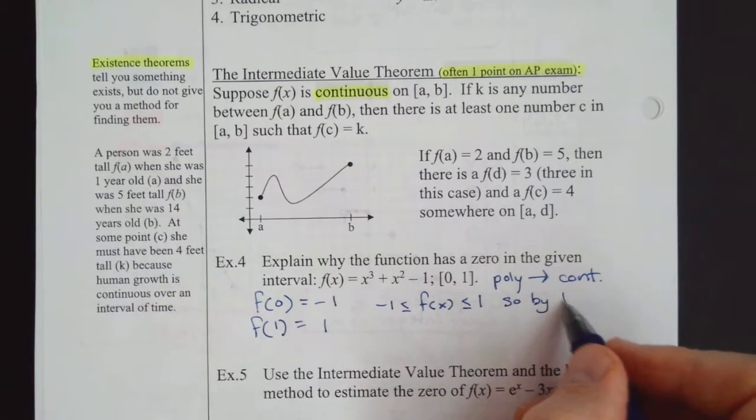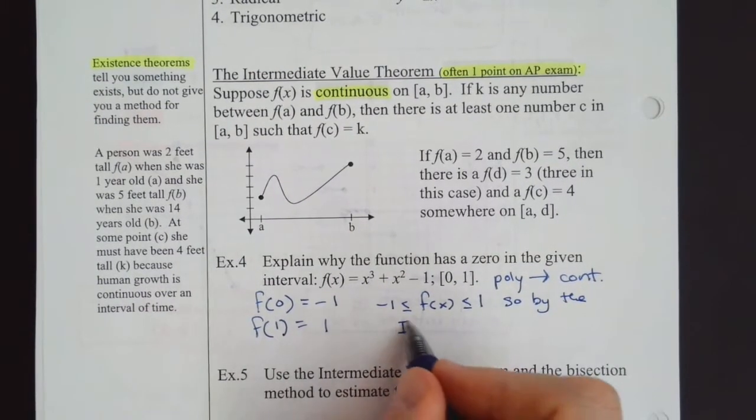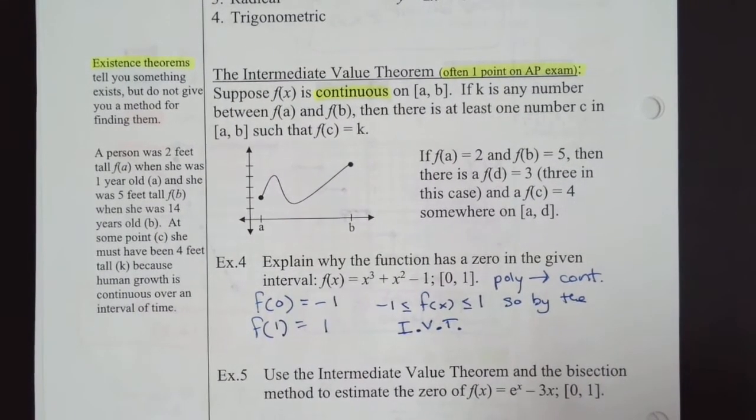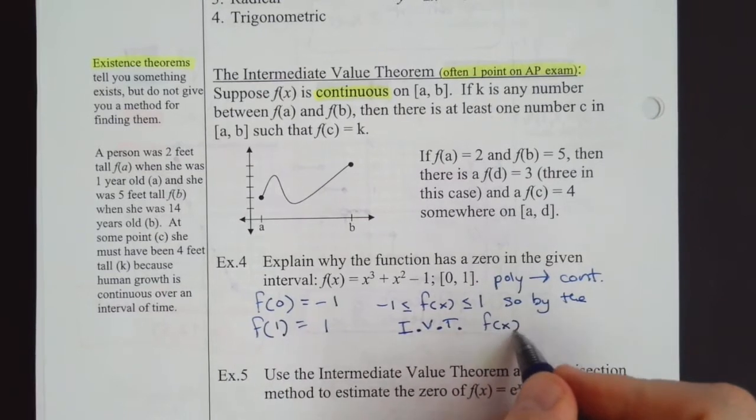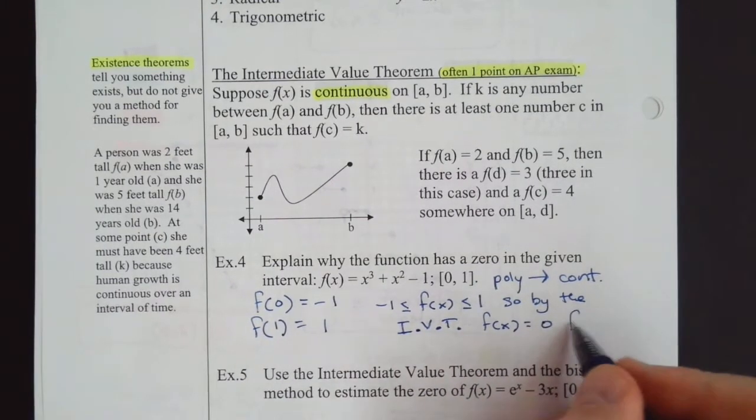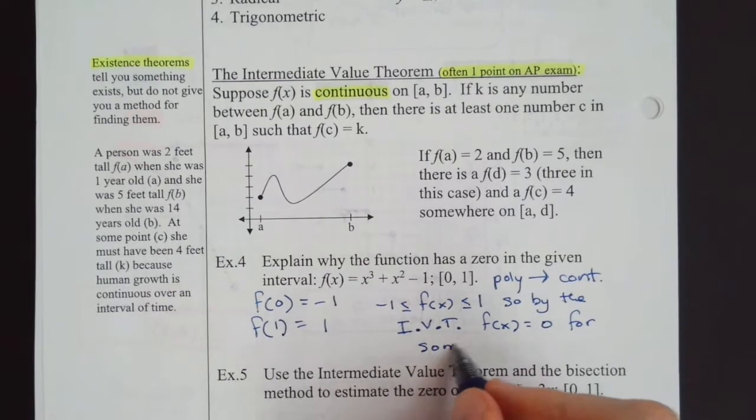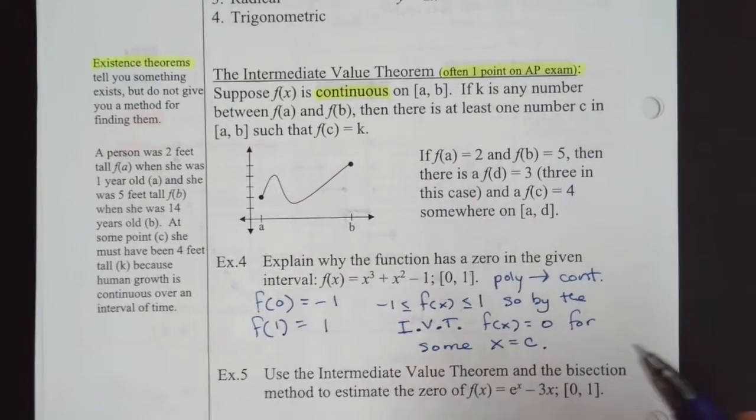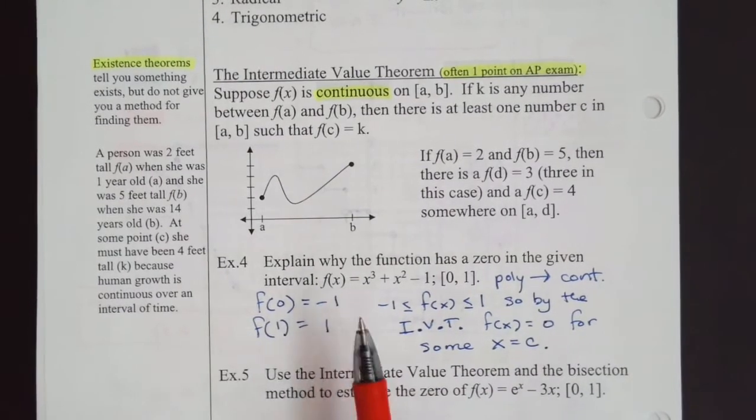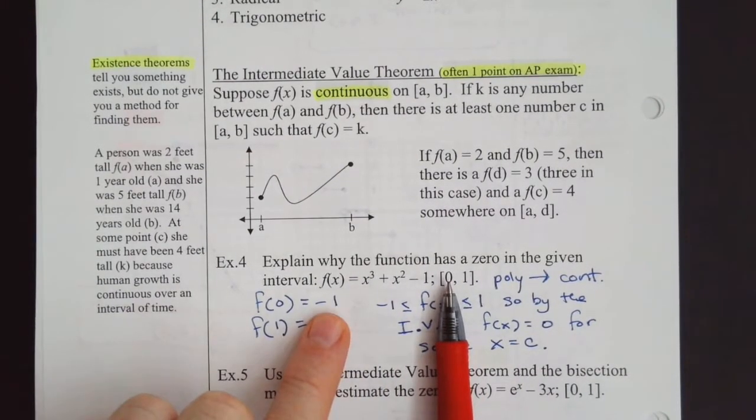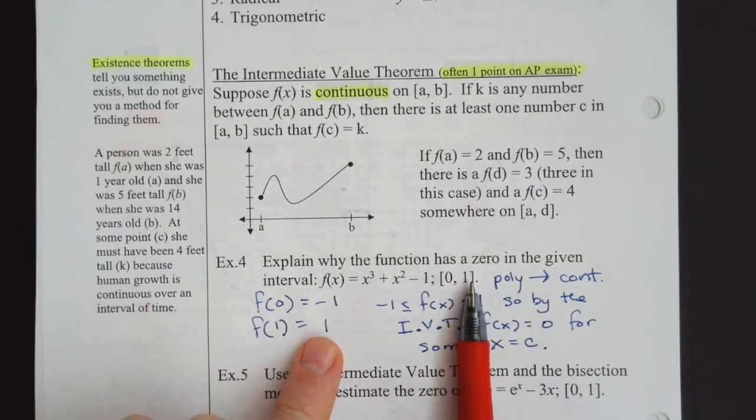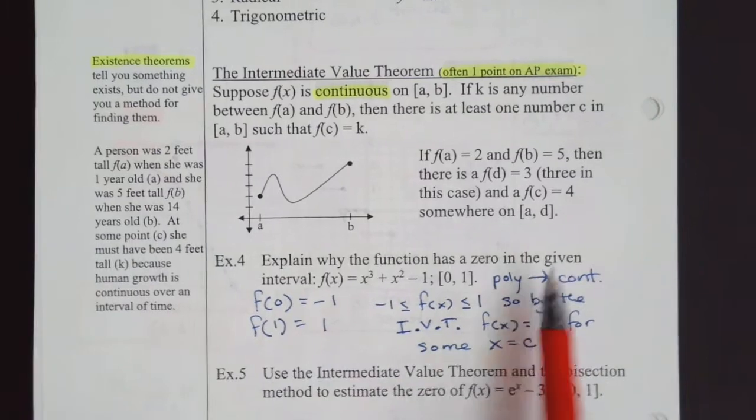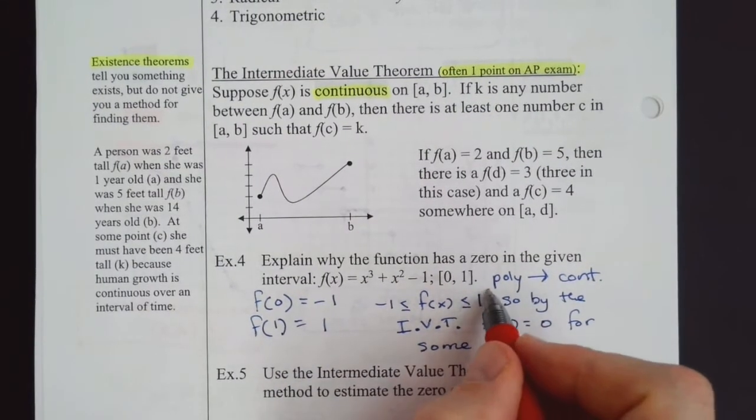So by the, and we just usually abbreviate that, intermediate value theorem, f of x equals 0 for some x, and we just say equals c. Some value in between there. If at 0 it was -1, and if we ended up at +1, we must have passed 0 because polynomials are continuous. Now, this part is key.